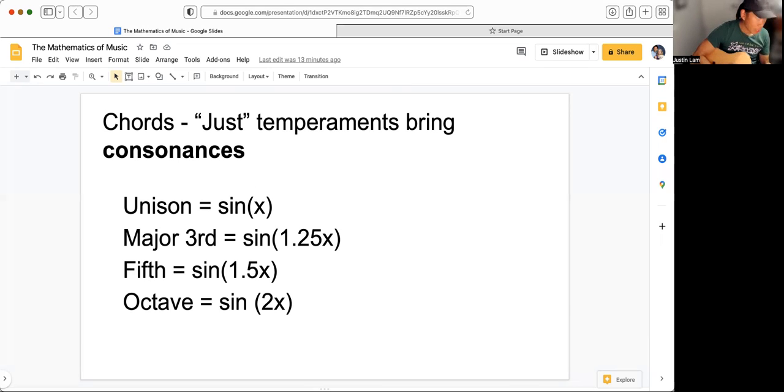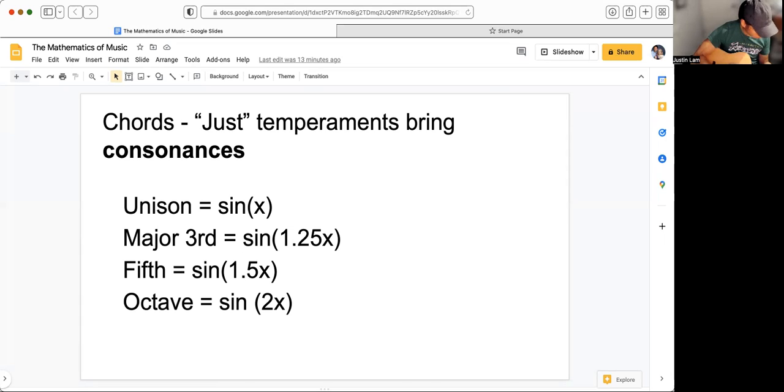where I've got my unison note, the first note, which I'll call sine of x, maybe I'll characterize that as sine of some multiple of x. Then the first major third is sine of 1.25x, or 1 1/4 x. And the next note is sine of 1 and 1/2 x, or 3/2 x. And this octave is sine of 2x.